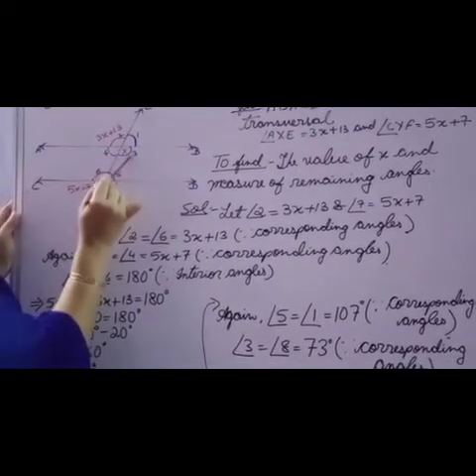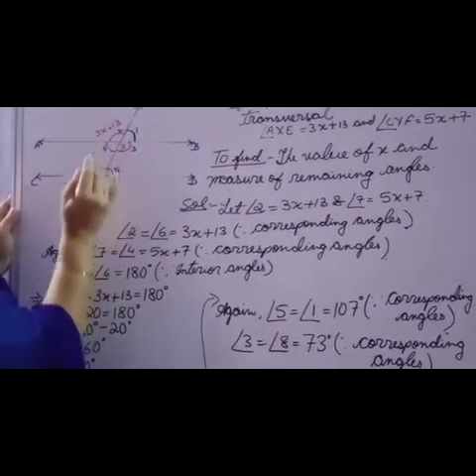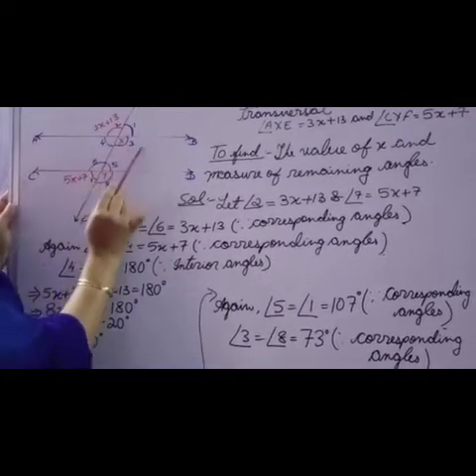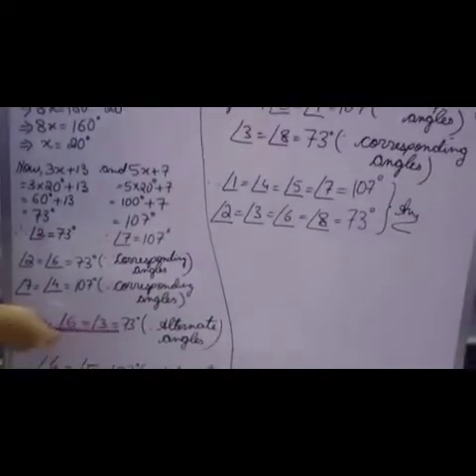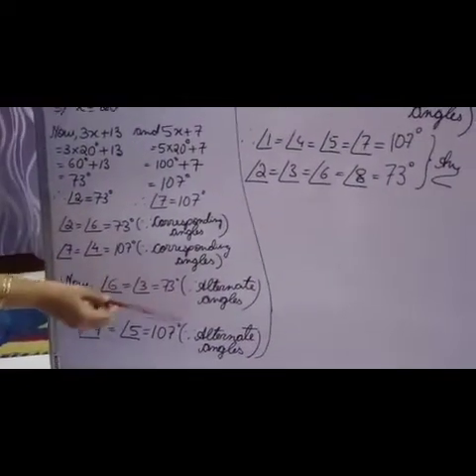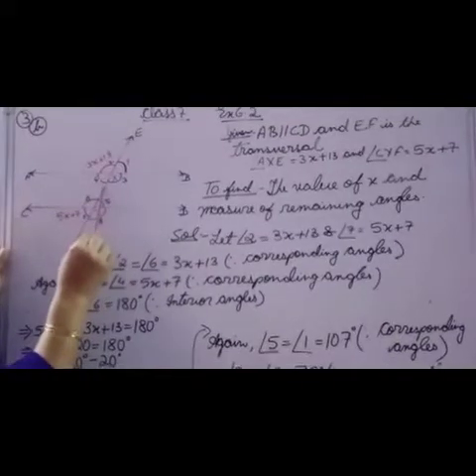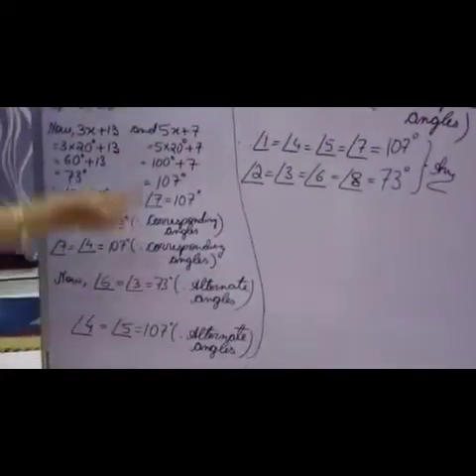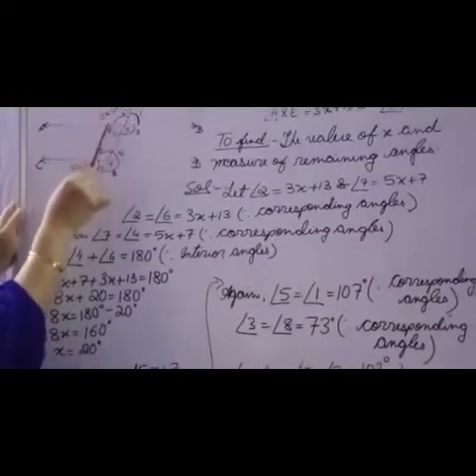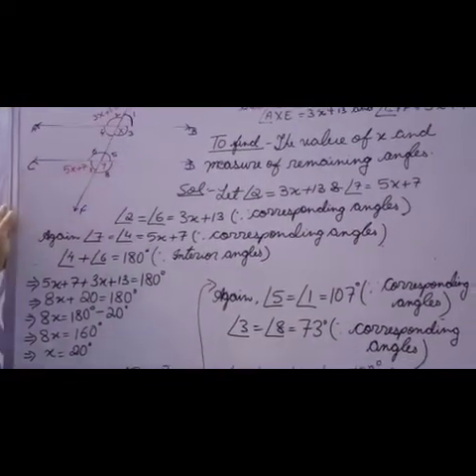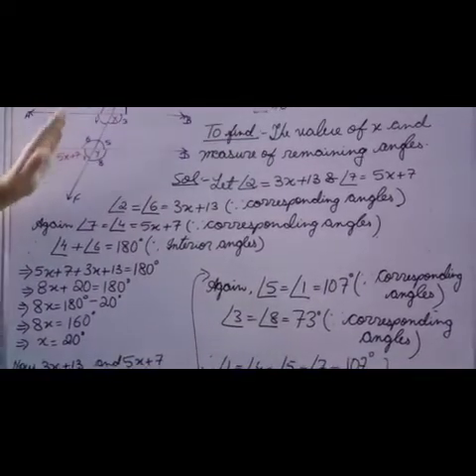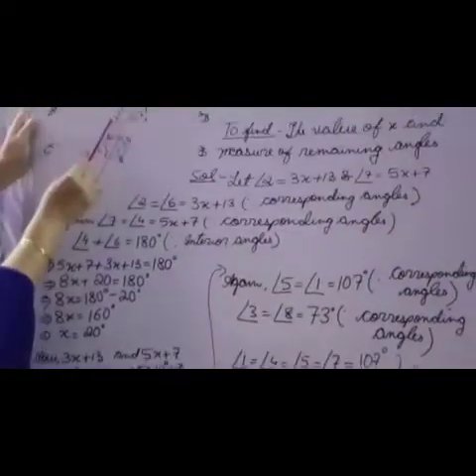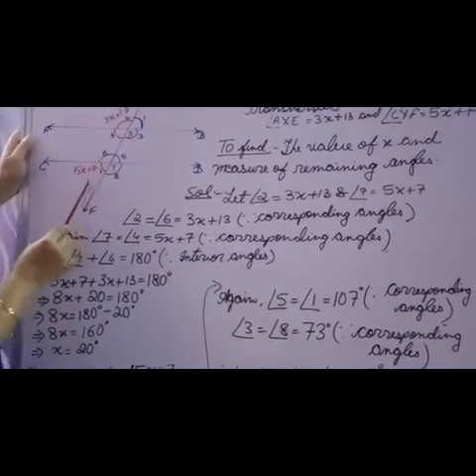Why? They are alternate angles. They lie on the opposite side of the transversal. This is the transversal. One is on the left hand side and one is on the right hand side. So this is also equal to 73 degrees. Again angle 4 is equal to angle 5. That is equal to 107 degrees. Why? Because they are also alternate angles. They lie on the opposite side of the transversal. So till here I have found out the measurement of angle 2, angle 4, angle 6 and angle 7.